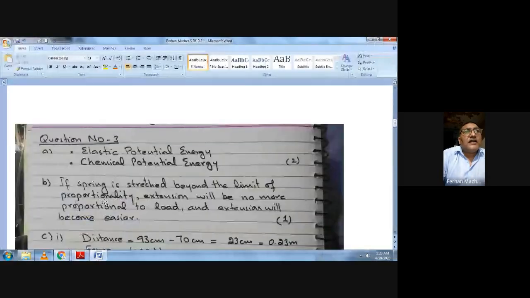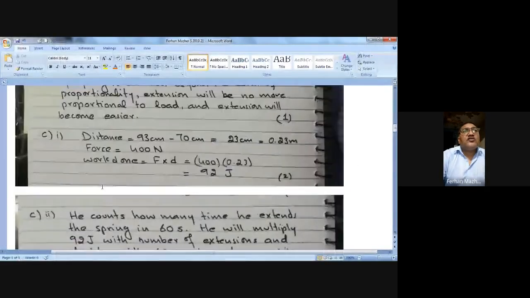Okay. I hope that C first part is on your screen. Distance is 93 centimeter minus 70 centimeter, so it will be 23 centimeter. If you want to convert 23 centimeter into meters, divide by 100. So the answer will be 0.23 meter. So I have converted the unit from centimeter to meter.